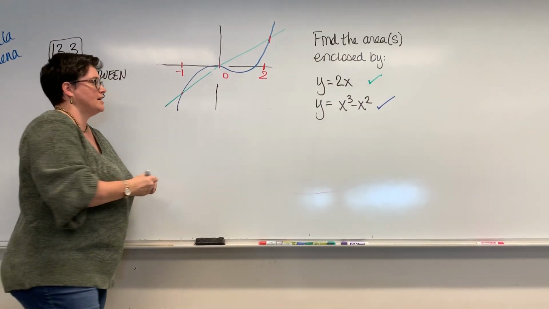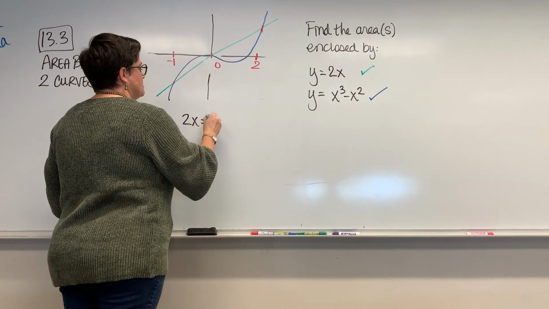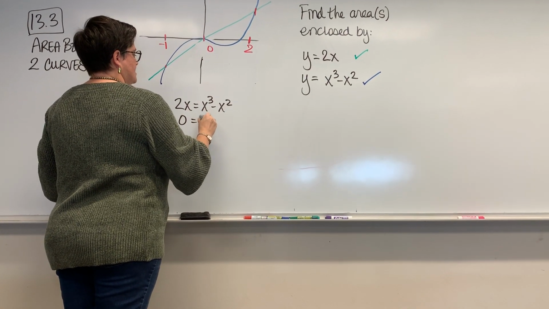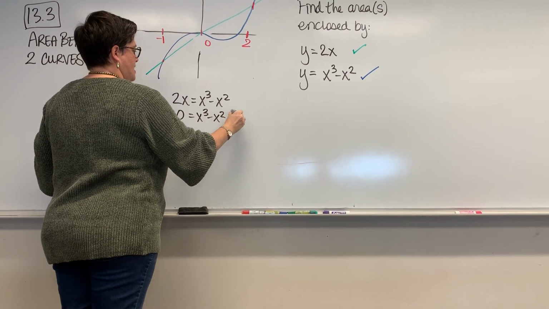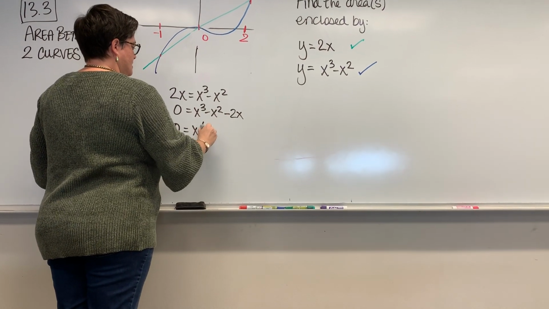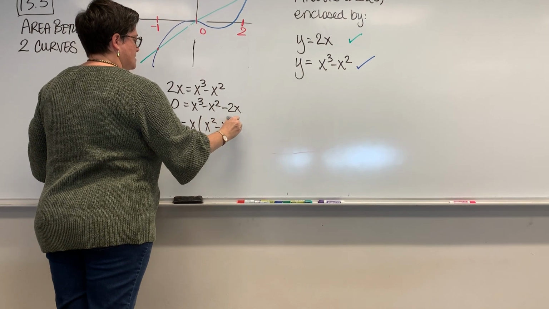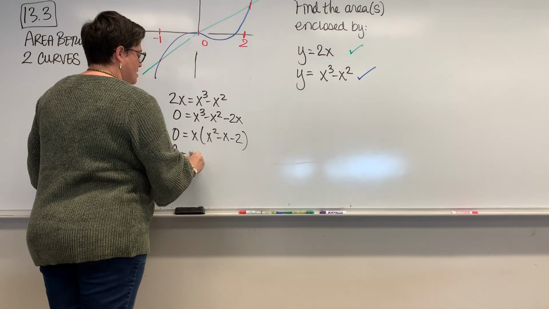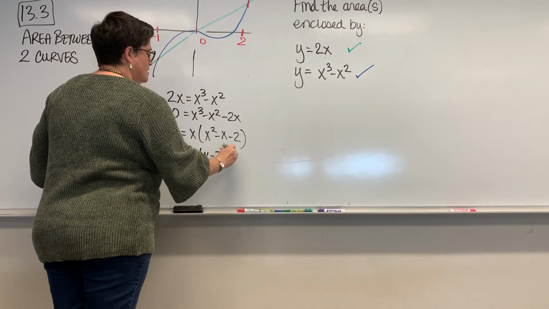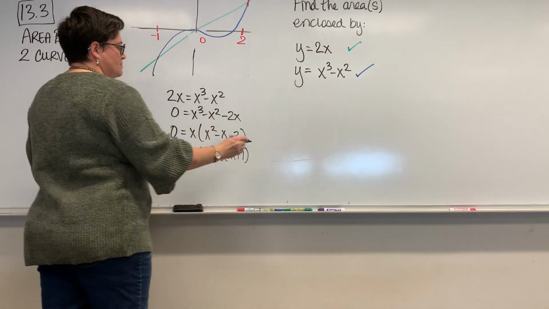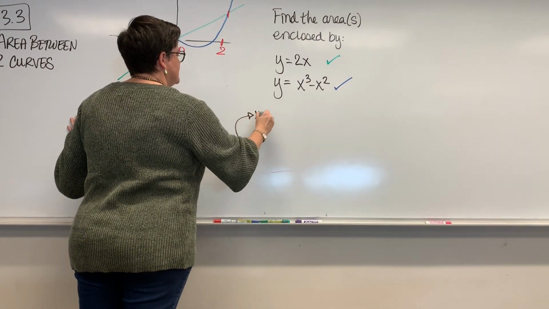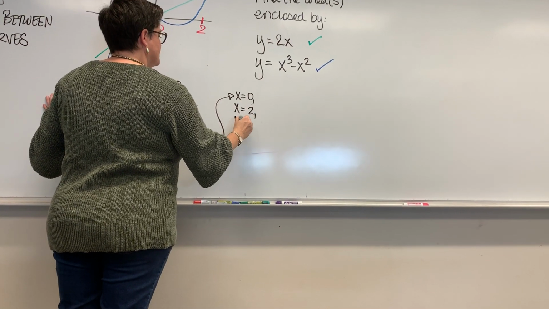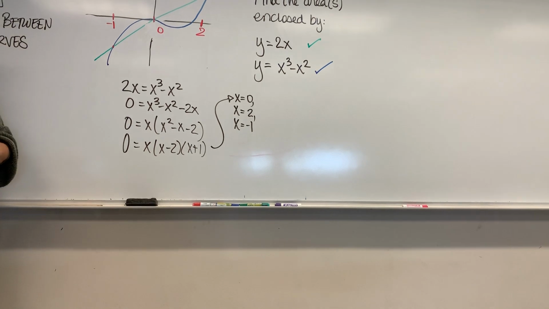Set them equal to each other. There you go, Ryder. We'd set them equal to each other. So 2x equals x cubed minus x squared. 0 equals x cubed minus x squared minus 2x. I'm going to factor out an x, giving me x squared minus x minus 2. And the factors that multiply to -2 and add to -1 are x minus 2, x plus 1. So out of these we get x equals 0, x equals 2, and x equals -1. Okay?